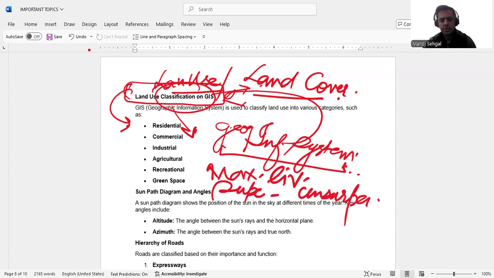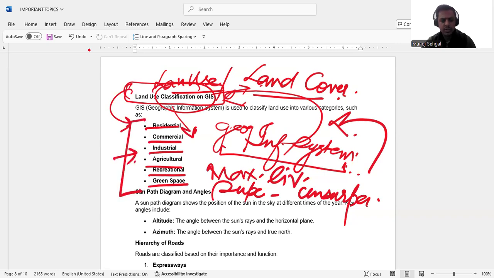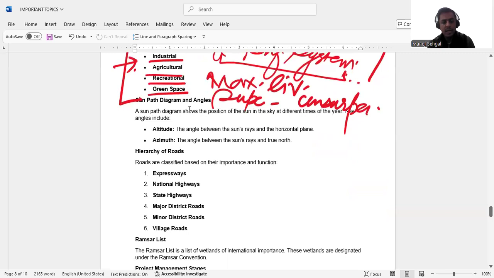So there are numerous ways via which these kinds of classification of residential, commercial, industrial, agricultural, recreational, or green space would be there. These are the kinds of land uses, and there is also another concept called land cover. So we need to learn about the differences between these two concepts, and also the application of GIS attached to them.